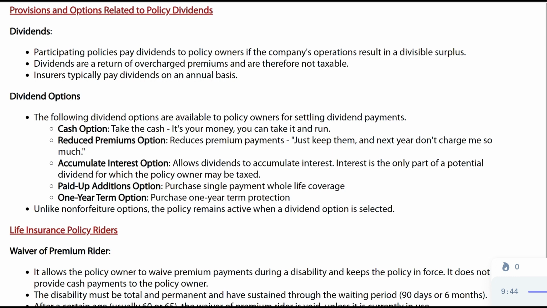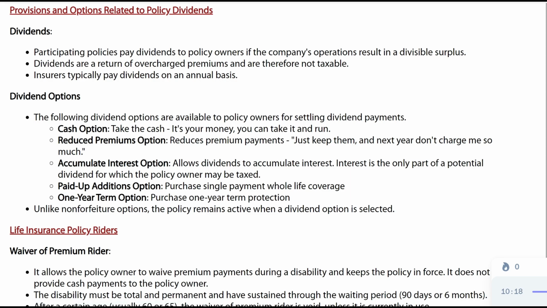Cash option. Take the cash, it's your money. You can take it and run. Reduced premiums option. Reduces premium payments. Just keep them, and next year don't charge me so much. Accumulate interest option. Allows dividends to accumulate interest. Interest is the only part of a potential dividend for which the policy owner may be taxed. Paid-up additions option. Purchase single payment whole life coverage. 1-year term option. Purchase 1-year term protection. Unlike non-forfeiture options, the policy remains active when a dividend option is selected.